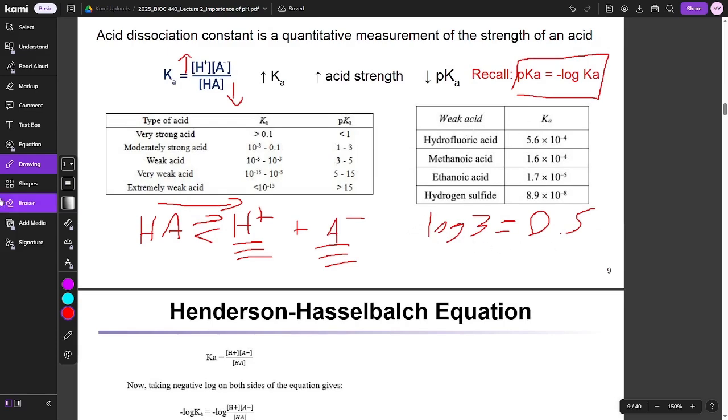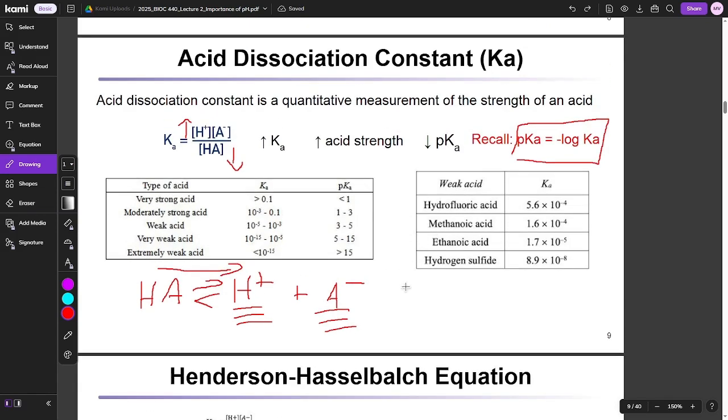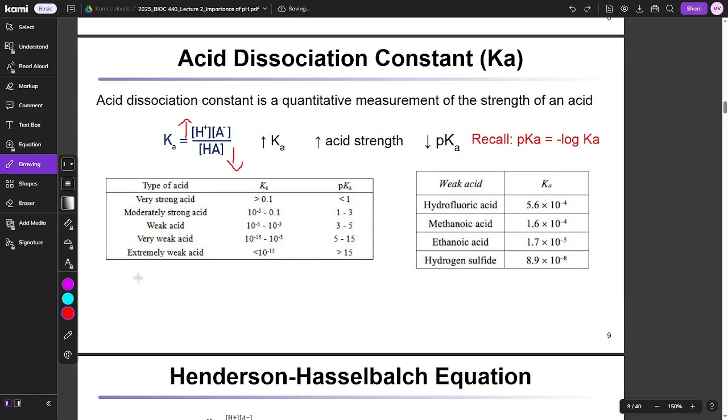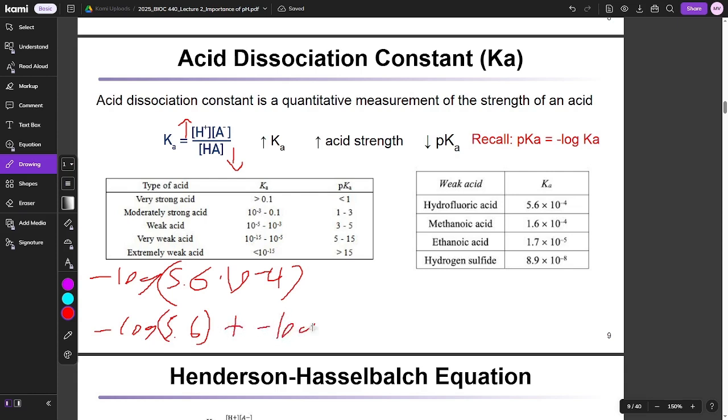And I'll try to do a bit of a sample here. So the way you would solve for this is you would do the log of, can I just erase all of this here? Yeah. So the negative log of 5.6 times 10 to the negative fourth. This is basically the same thing as saying the negative log of 5.6 plus negative log of 10 to the negative fourth. This is what this is basically saying.